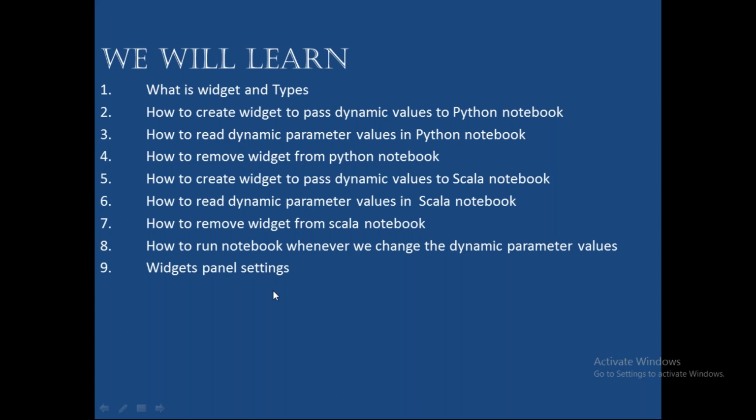One of the options is, whenever a parameter value is updated, don't do anything in the notebook. That is the first option. The second option is, whenever a dynamic parameter value is updated, please execute the cells or commands which are currently selected. Suppose my cursor is at the third command or third cell, then that particular command will be executed at that time. The third option is, whenever a parameter value is updated, run the entire notebook. These are the options we have. Don't worry, we will discuss in detail.